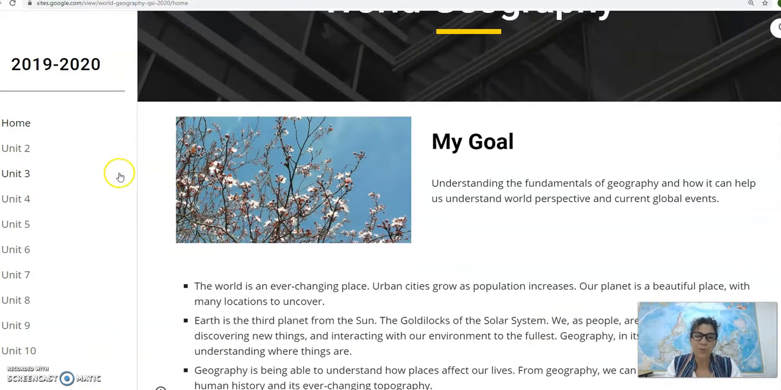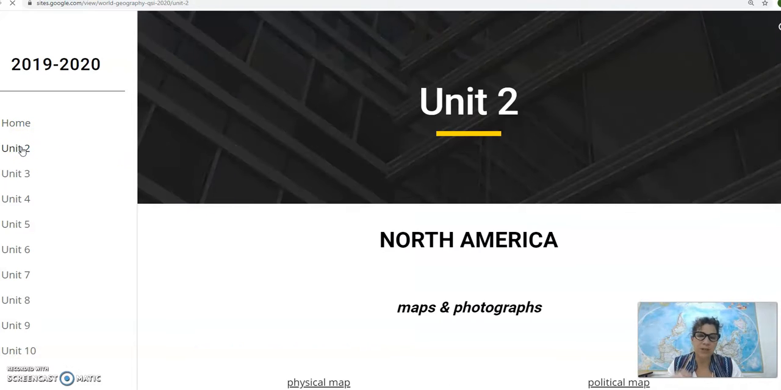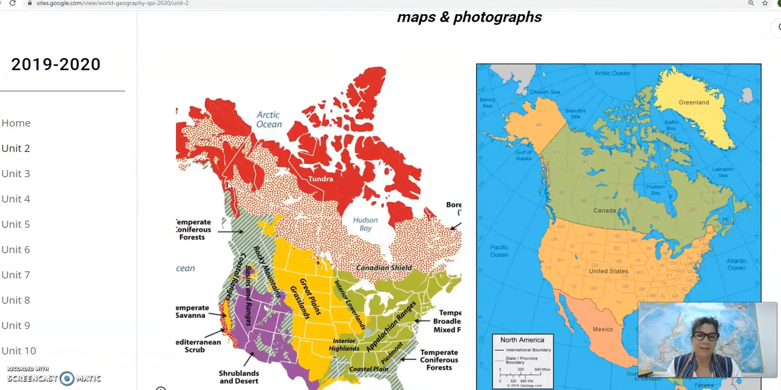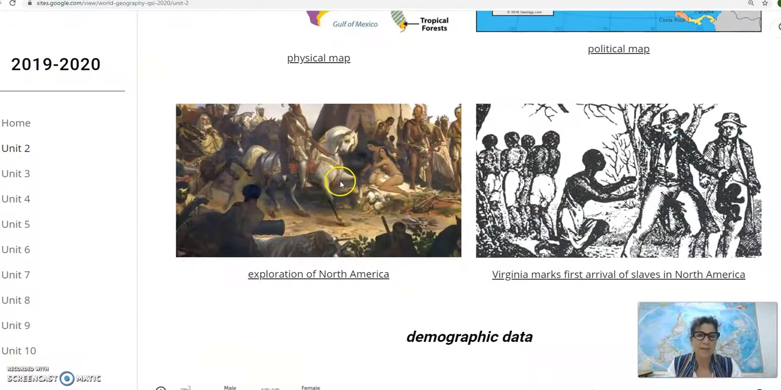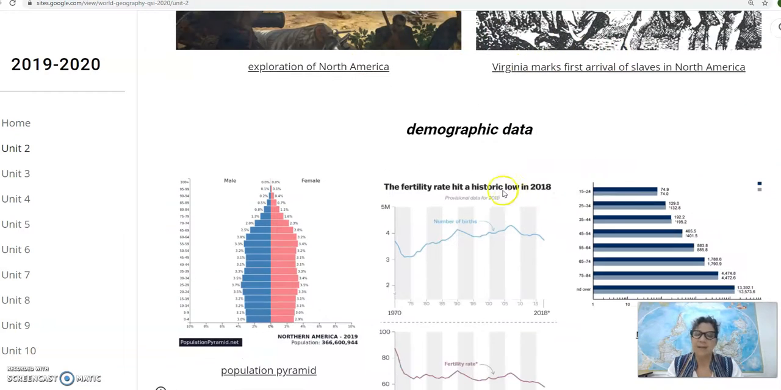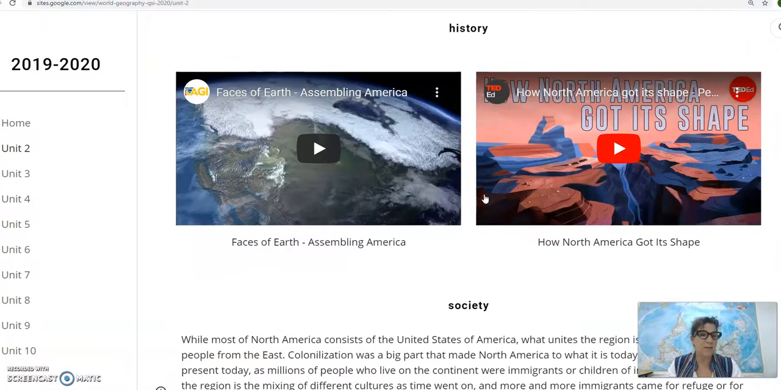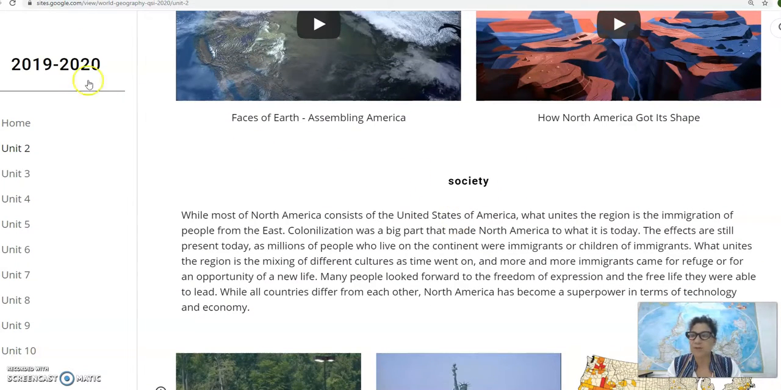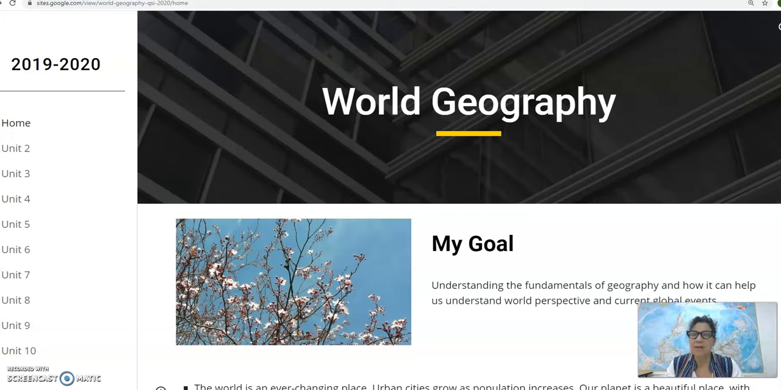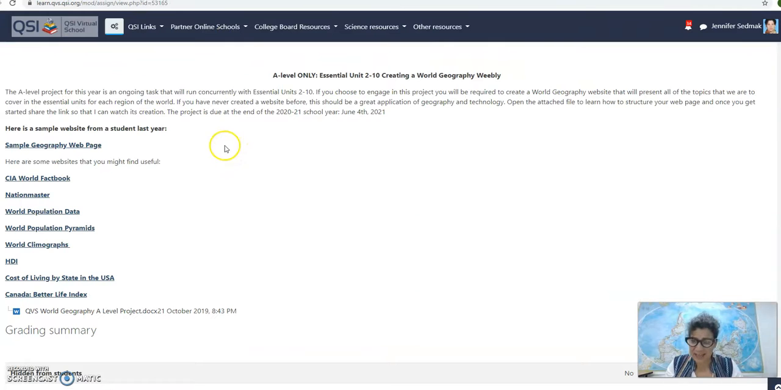So as you scroll through this sample website, and let's say we'll go to Unit 2, for example, you can see the focus for this one was North America. And the student collected a number of maps, collected some important historical events, some demographic data, and so forth. Some videos that were relevant, a description of the society in North America. Okay, so that is the A-level activity for the year.